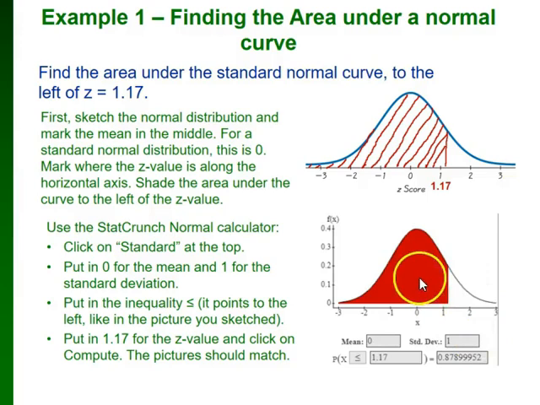When my picture comes up, it should match the picture that I had sketched. What it's doing here is shading to the left of 1.17, and it's giving me what that area value is. So the area that's shaded is approximately 0.8790. That would also be the probability that z is less than 1.17.